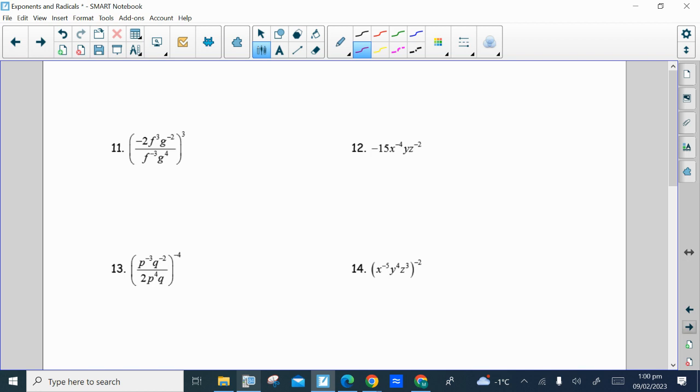Question 11. We can simplify inside the brackets first. You're dividing negative 2 by a positive 1. Right? There's no coefficient in front of the f and g in the bottom, though technically there's still a 1 there. So that'll be negative 2. And when we divide the f's, you subtract the exponents. So it's 3 minus negative 3. The minus minus becomes a plus. It becomes 3 plus 3, which is 6. And when you divide the g's, you subtract the exponents. Negative 2 take away 4 is negative 6, to the power 3 outside.